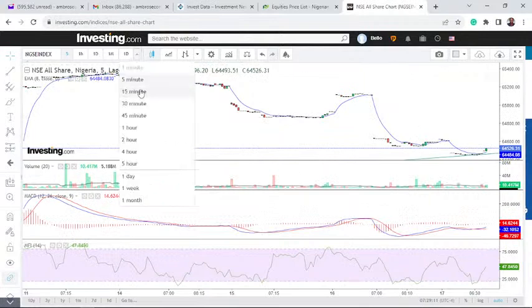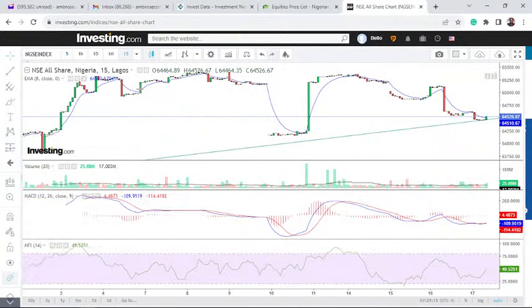Then you quickly look at what your 15 minute chart is doing. Is this supporting the 5 minute? You can see the 15 minute chart is already above the T line now. You can see it here, and MACD is already becoming bullish.